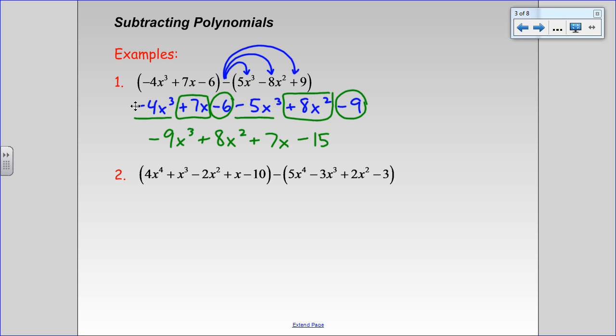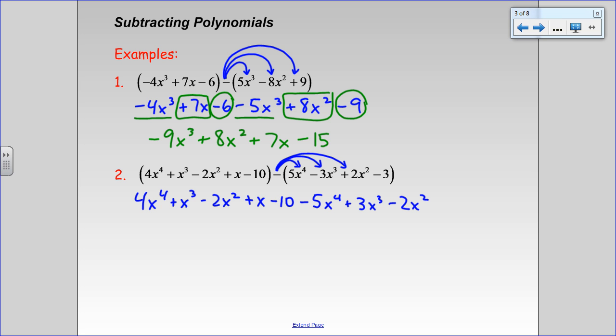Looking at example number 2, once again we'll recopy our first polynomial. And then we'll distribute -1 to each term of the second polynomial in order to find its opposite. So we have -5x to the 4th plus 3x cubed minus 2x squared plus 3.